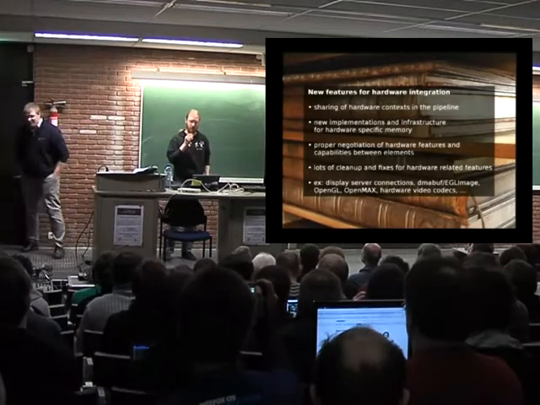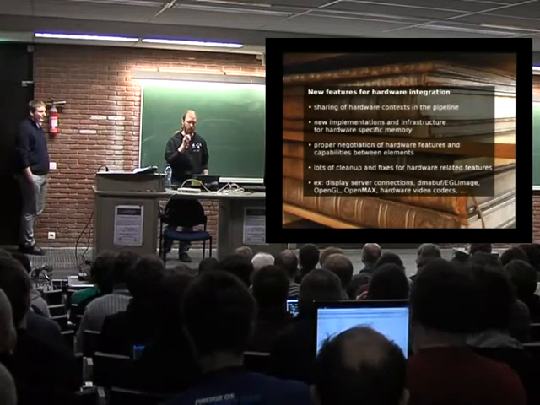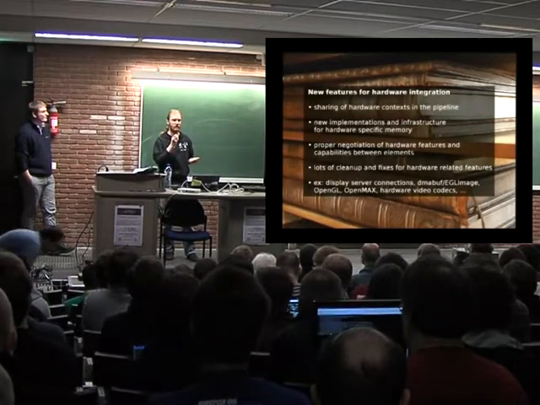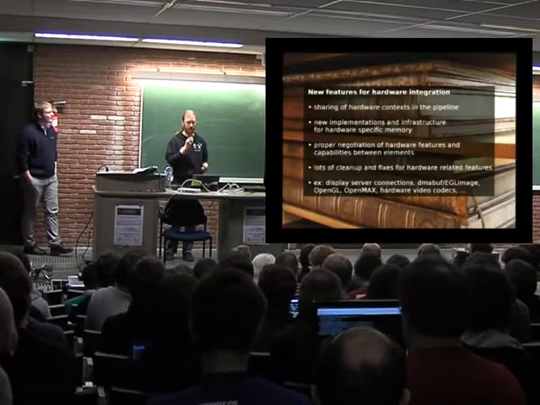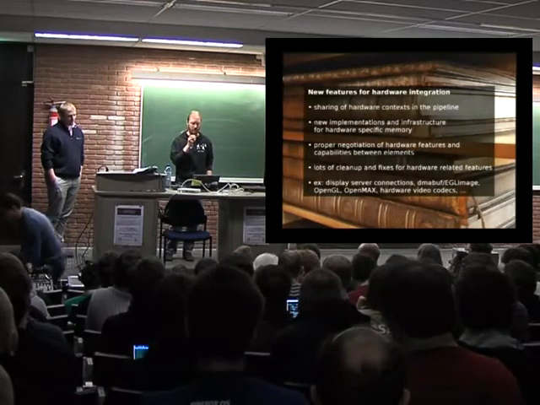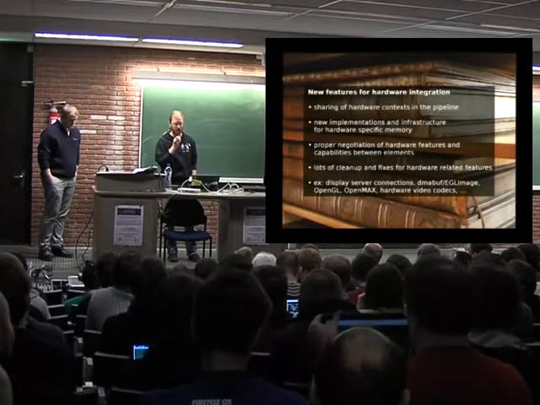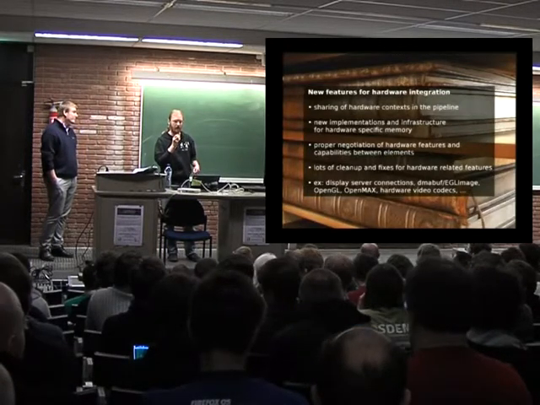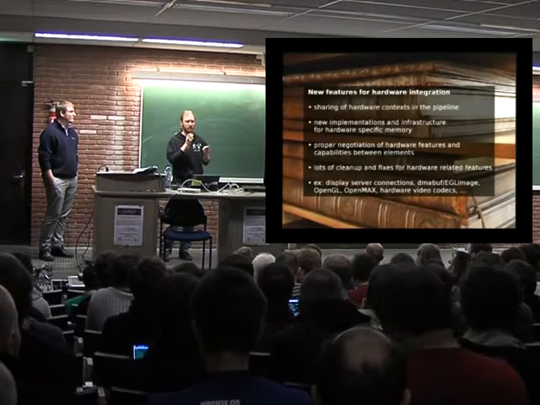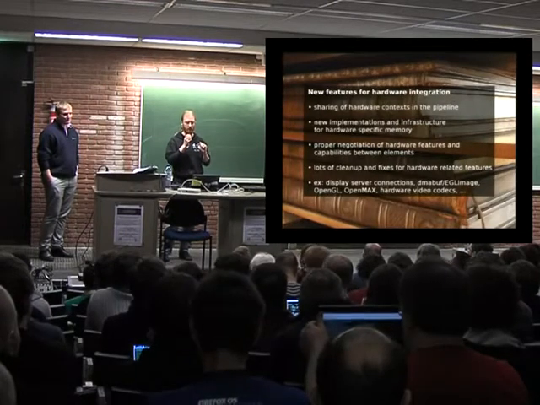So one of the very big changes we did for 1.0 and the following releases is for hardware integration. If you want to use all kinds of special hardware, especially on embedded devices, stuff like hardware codecs, it was possible to do that in 0.10, but it was quite awful and hackish. You really didn't want to do that. So what we now have is interfaces to share all kinds of hardware context between devices. So for example, you can share a display handle between all the elements automatically.